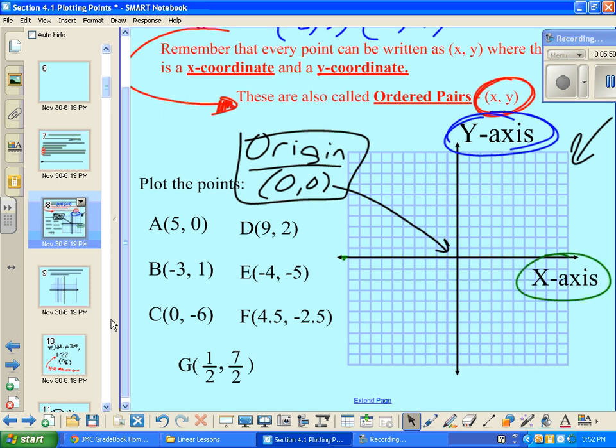So where they intersect, right there in the middle, that point 0, 0, important point, is the origin. That's where we're going to start always when we're plotting points or graphing equations.